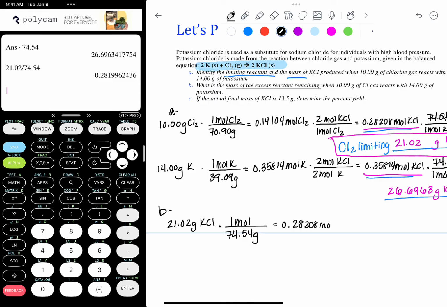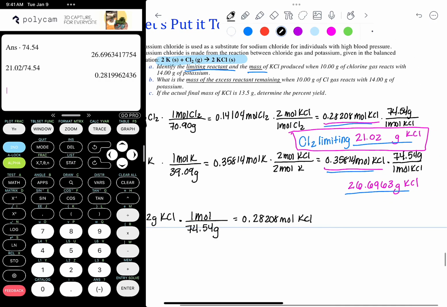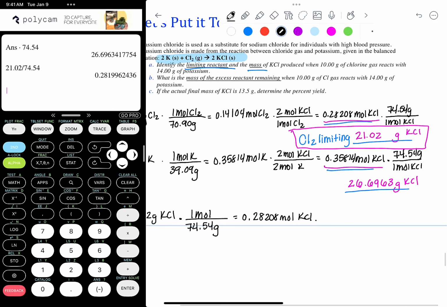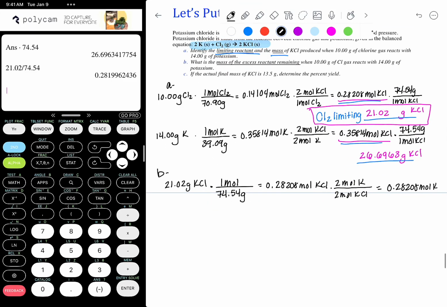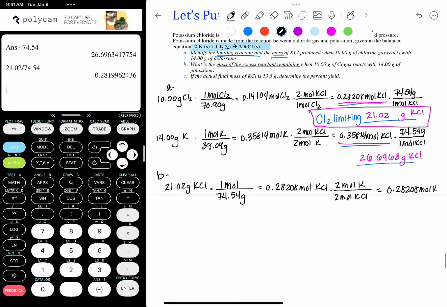That's 0.28208 moles of KCl. We then convert that to moles of our excess reactant, which was the K, which is a 2-to-2 ratio, so 2 moles of KCl is 2 moles of K. So we get out 0.28208 moles of K that we need to use in this reaction. So finally we have to convert that moles of K to grams of K because we're only given the mass of potassium in this problem.